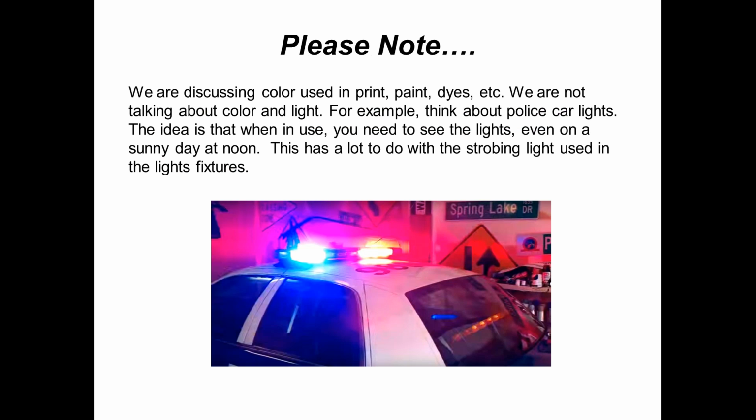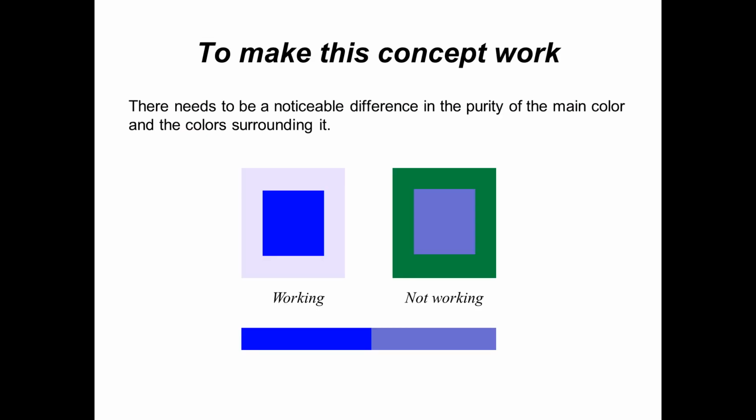So again, I'm talking about things like print, paint, and so forth. So to make this concept work of seeing colors in certain orders, you need to have two things in place. The first thing you need to have is there needs to be a noticeable difference between the purity of the main color and the colors surrounding it.